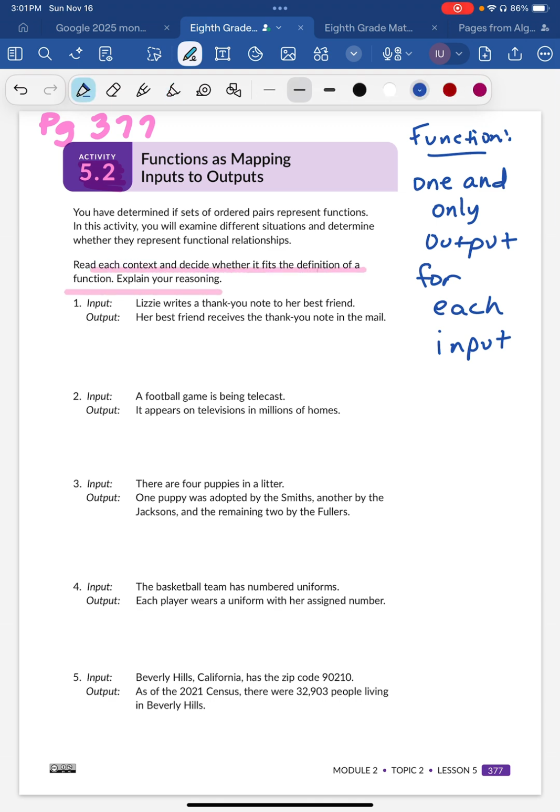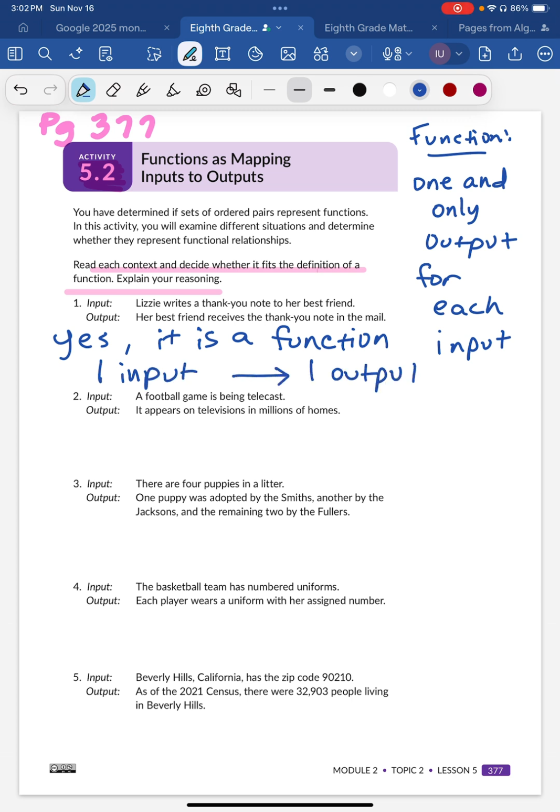So the input is Lizzie writes a thank you note to her best friend. Output, her best friend receives the thank you note in the mail. So yes, that is a function because we have one input and it's just going to one other output. Okay, let's look at the next one.